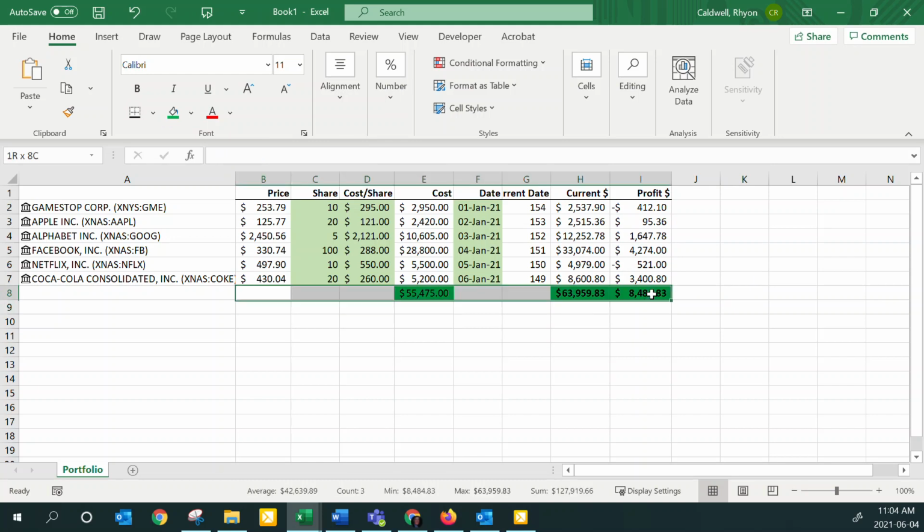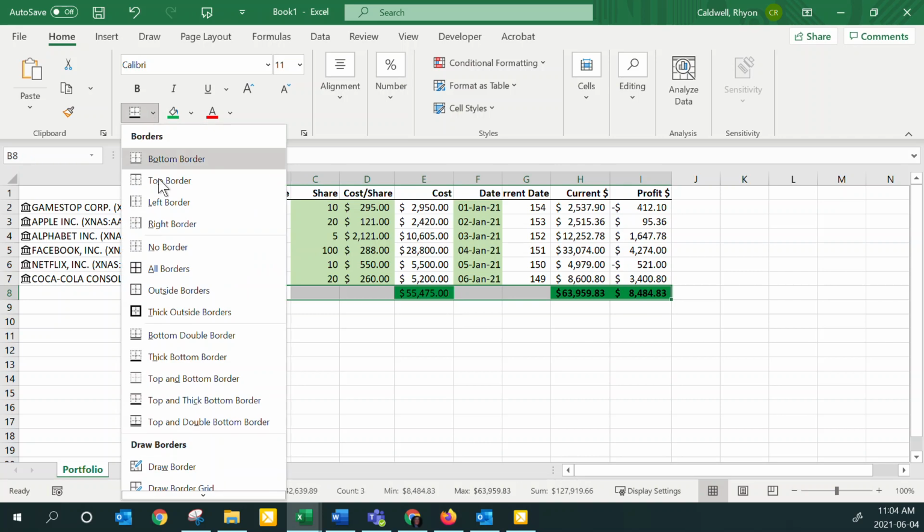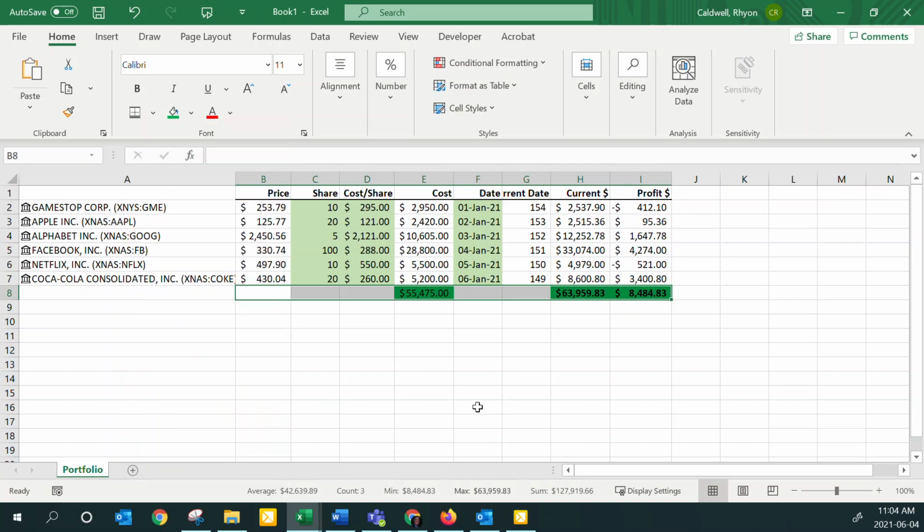All right, and then from there, I could probably put in some kind of formatting option here to make it look a little bit better. And there we go. We have a basic stock portfolio that we can track dynamically every trading day that we want. And we can see how much profit we've made, and what we've made over that particular time.